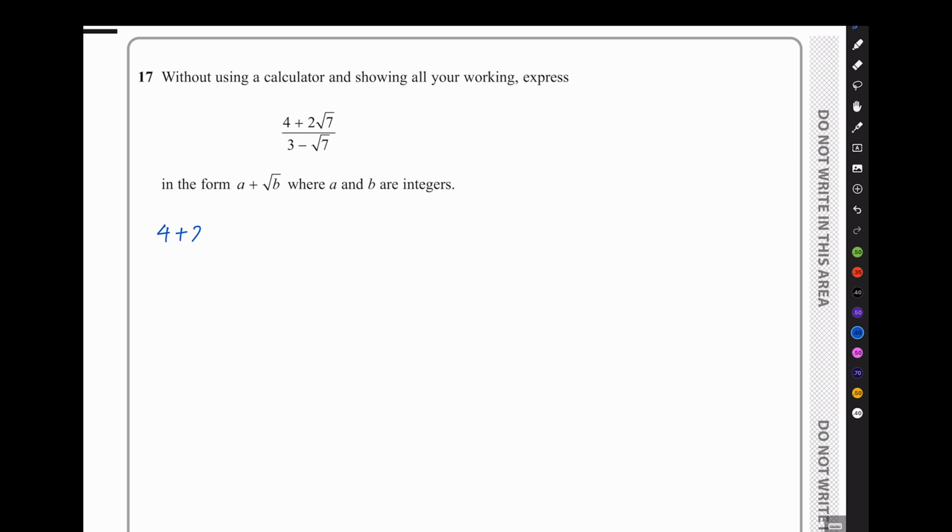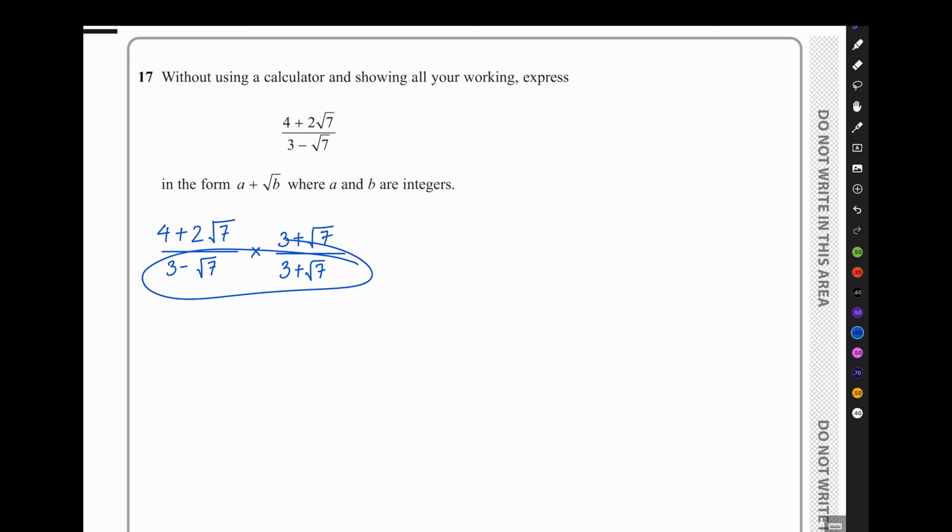So first of all, (4 plus 2 root 7) divided by (3 minus square root of 7). What's the first step? The first step is to multiply and divide by the conjugate. The conjugate is basically the opposite sign. If it's a negative here, then it should be a positive, and if it was a positive, then you multiply by a negative. That's pretty much it.